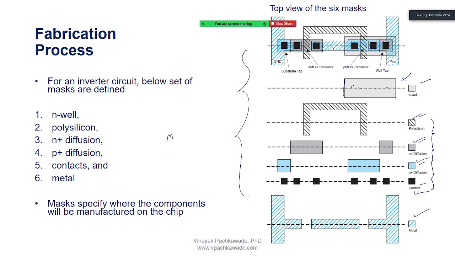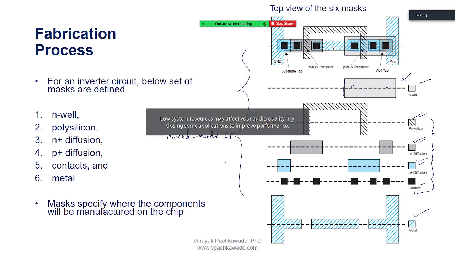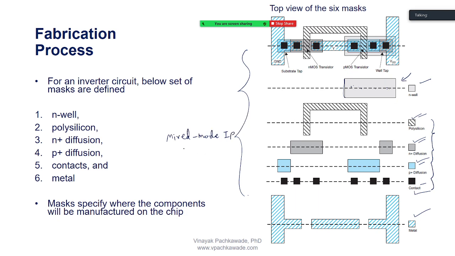You will often hear this word, mixed mode IP. What is mixed mode IP? Mixed mode IP is when you have analog and digital both in a single chip. Okay, that is called mixed mode IP. You can take the notes.